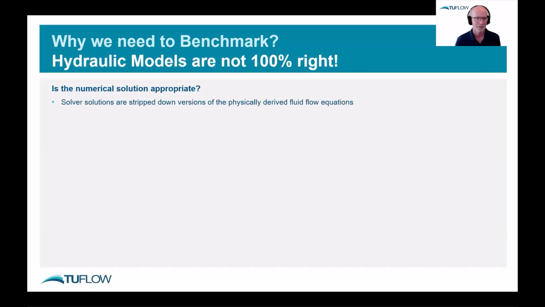And the first thing to appreciate is that solver solutions are effectively just a stripped down version of the full fluid flow equations. You're never really working with the complete, perfect equation. And so you need to know whether you are actually modeling the physics that you are trying to reproduce. As a modeler, that's really, really important.